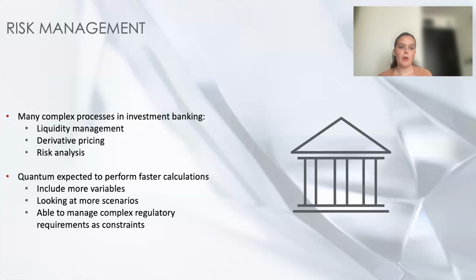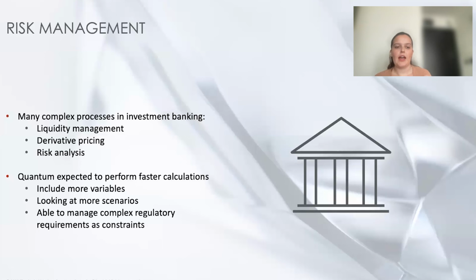There are also many use cases in investment banking that are combinatorial optimization problems. We have a lot of different factors, and this could be a potentially interesting area for quantum computing. Specifically looking at things like liquidity management, derivative pricing, like Black-Scholes, as well as risk analysis. And when we ask whether quantum computers are able to perform something better than a classical machine, we're actually looking at a few different factors.